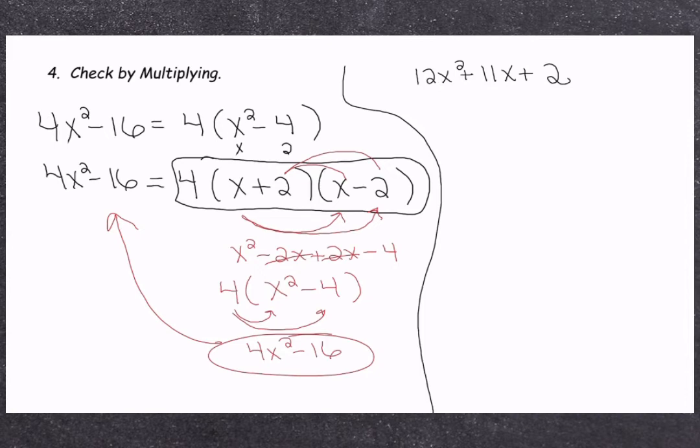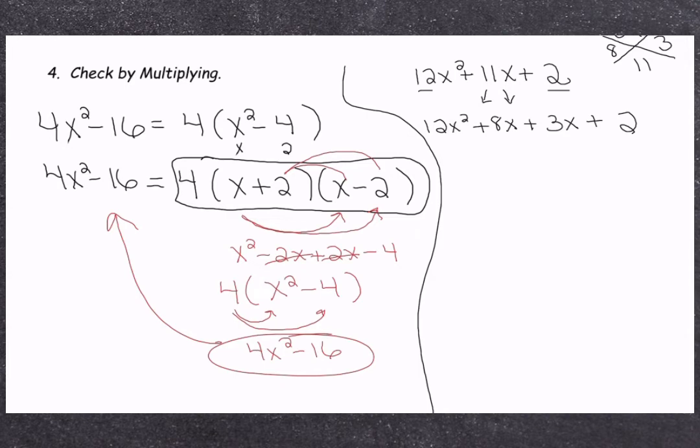So is there a GCF? No. How many terms do I have? 3. And I have a number in the front. So I have to do the AC method. So I have to find numbers that multiply to get 24, but when I add, I get 11. That's going to be 8 and 3. So I use 8 and 3 to split up the middle part. So 12x squared plus 8x plus 3x plus 2.